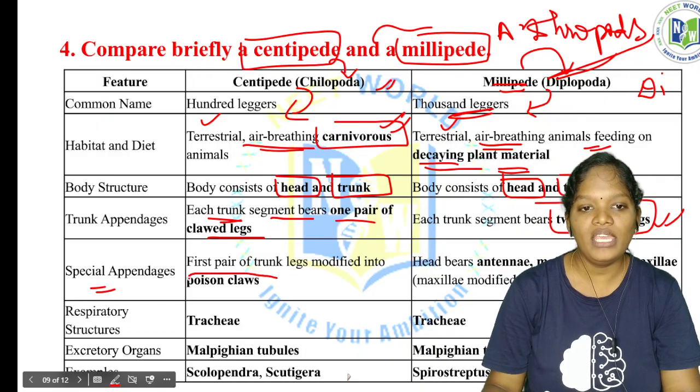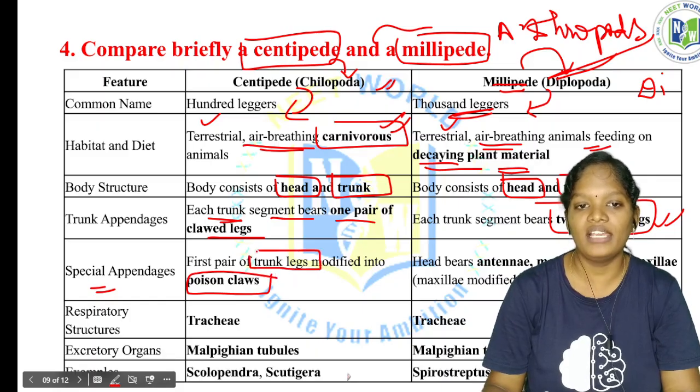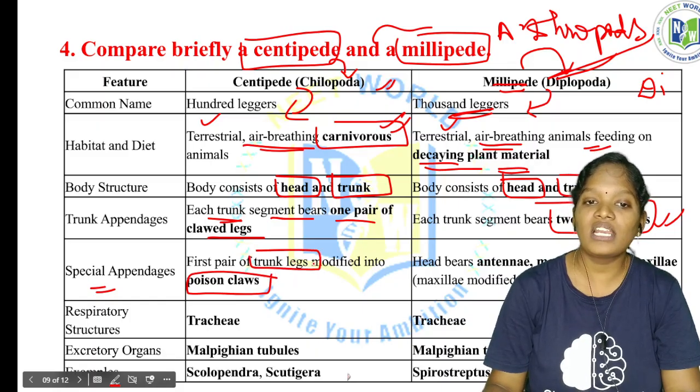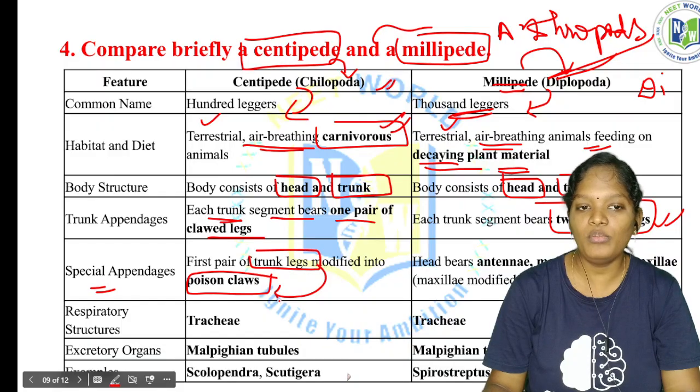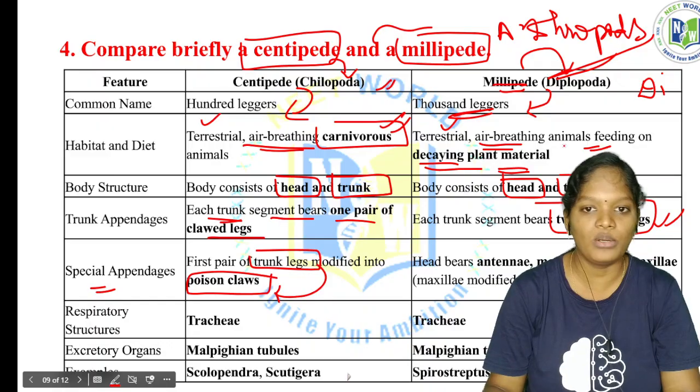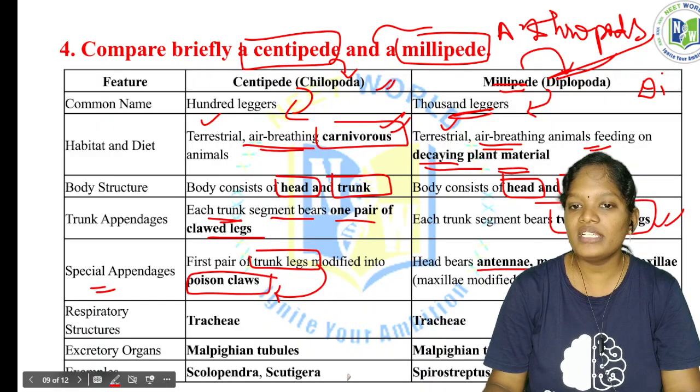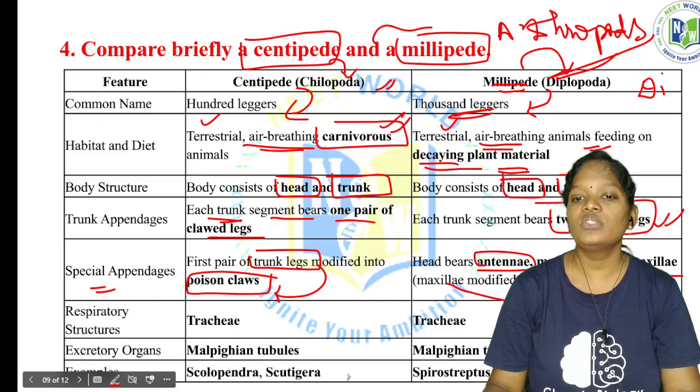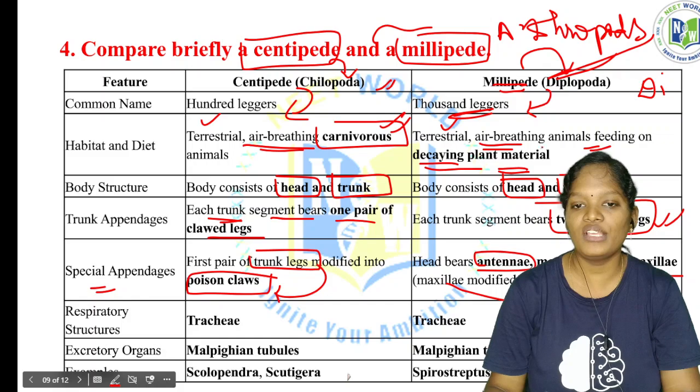Now, what are the special appendages? In the centipede there will be poison claws. The first pair of trunk legs is modified into the poison claw. So this is the specialized appendage present in the centipede. In the millipede, the head bears the antennae, mandibles and maxillae, and the maxillae is modified into the gnathochilarium. This is the special feature present in the millipede.